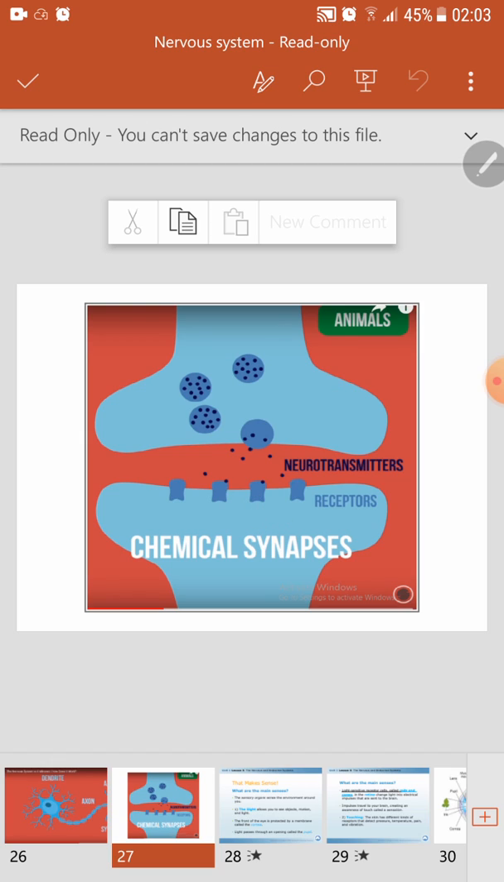So through the neuron, the impulse moves as an electric message. Between the axon terminal and the next dendrite, it moves as a chemical message, by this chemical substance. We call this chemical substance a neurotransmitter.